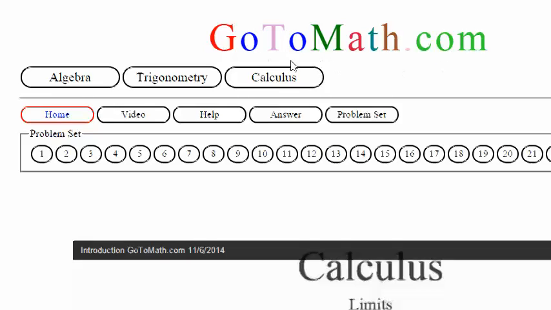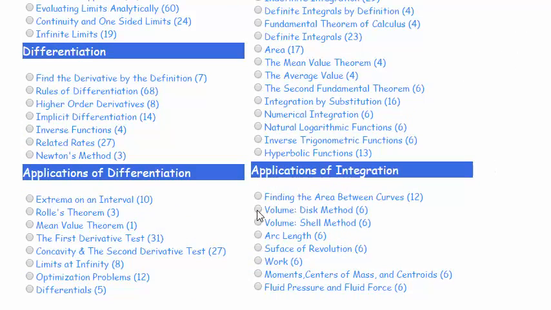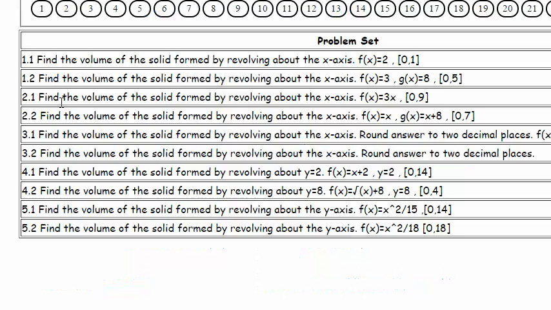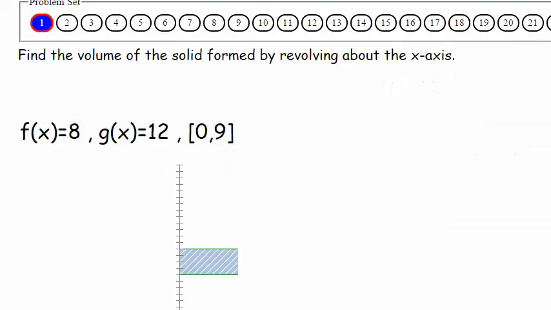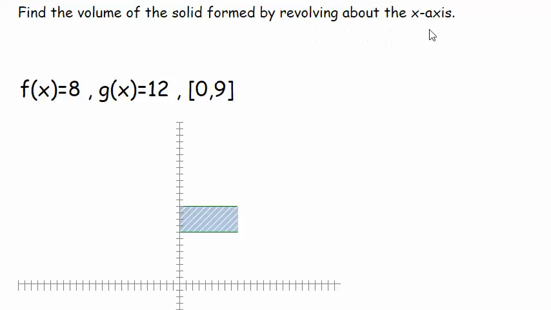Okay, we're here at go-to-math.com. Let's click on the calculus button and go down to the disk method. Find the volume of the solid. Just click on that one there. Find the volume of the solid formed by revolving about the x-axis.